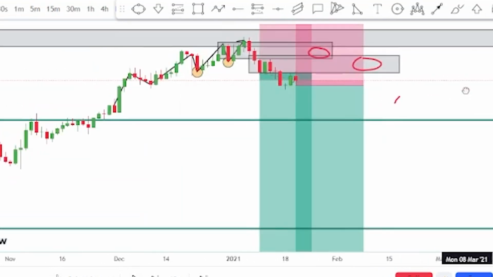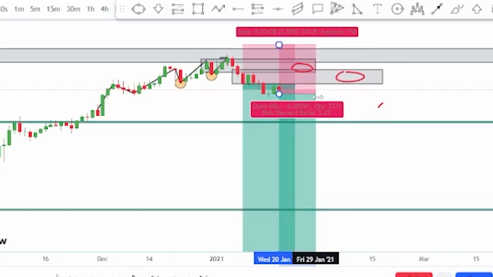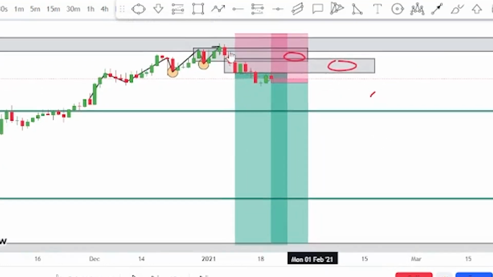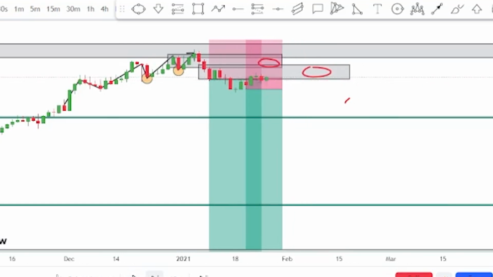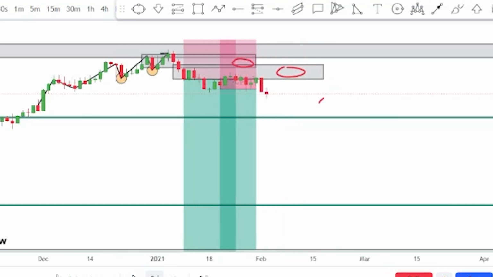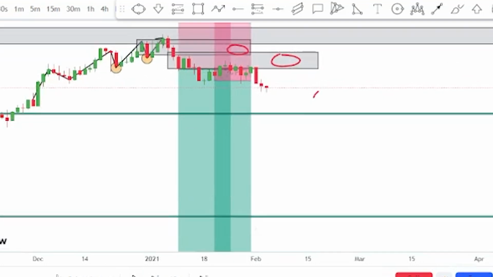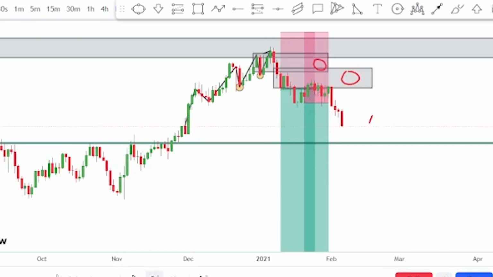Okay, we also got an entry from that area. Let's see if we can continue to get other opportunities to enter for sale. Okay, the market is pushing up. We are approaching. Okay, moving down. Let's see, we started making a lower low. We are approaching our first target.